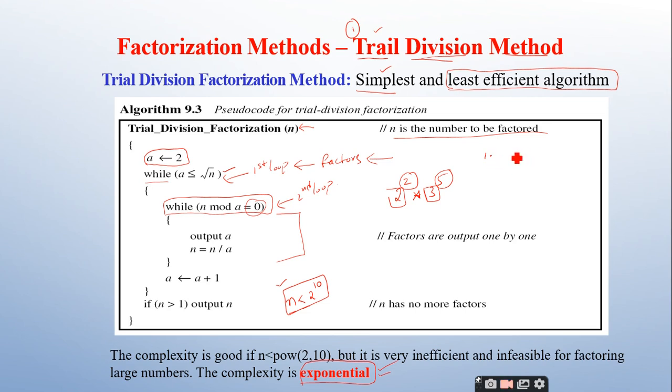For example, if I say the complexity is big O of 10, what is this 10 here? What can we call this complexity? We can call this complexity constant. Time complexity is constant.